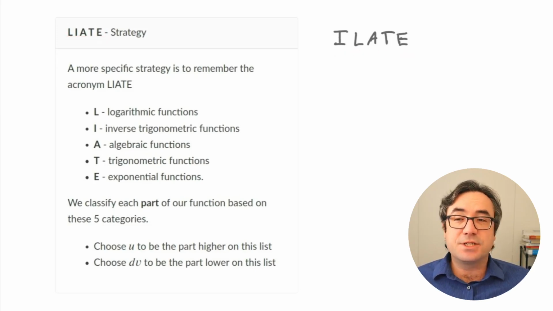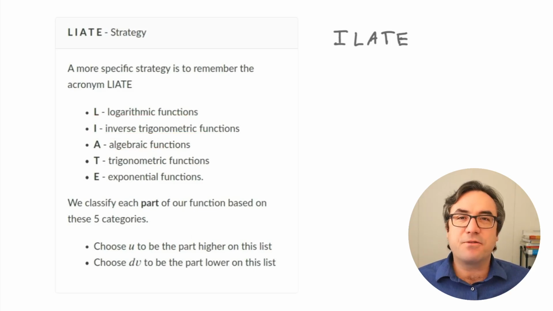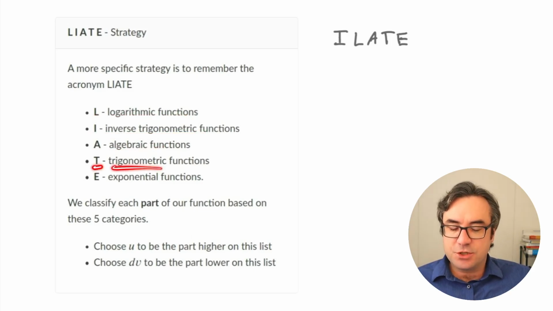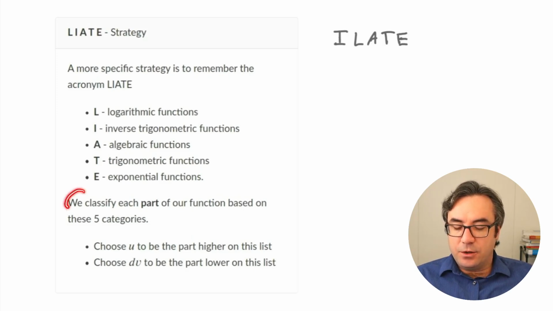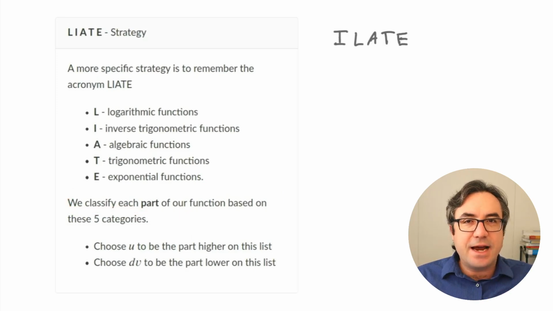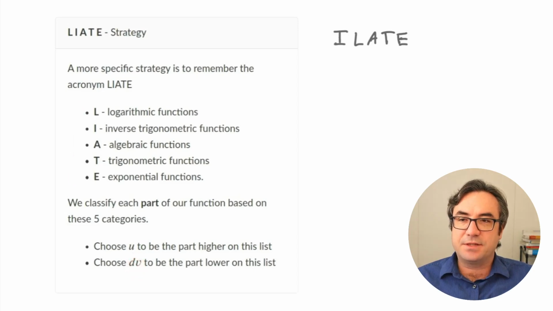What each of these letters stands for is a type of function. So the L stands for log functions. I stands for inverse trig. A stands for algebraic, so things like power functions and polynomials. T is trigonometric functions, so our regular trig functions. And then E is our exponentials. So the idea here is you want to look at each part of your function and categorize it as to what it actually is. And then you pick u to be anything that's higher up on this list, and you pick dv to be anything that's lower down on this list.